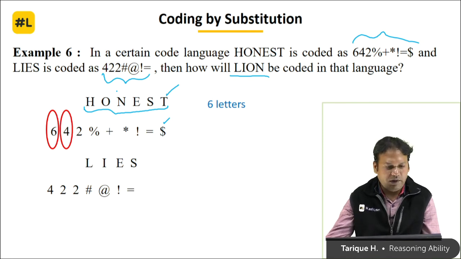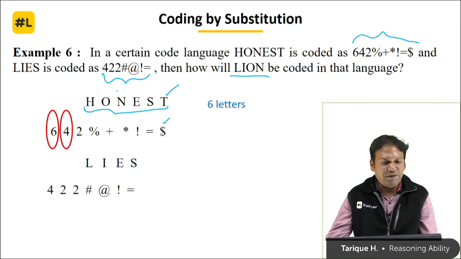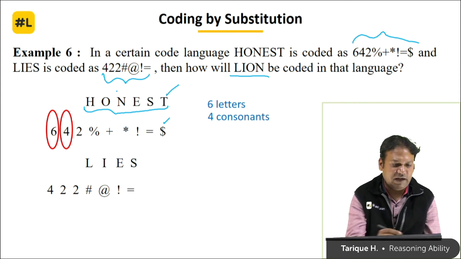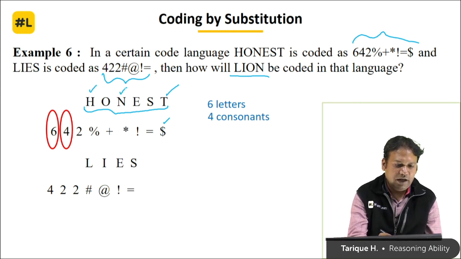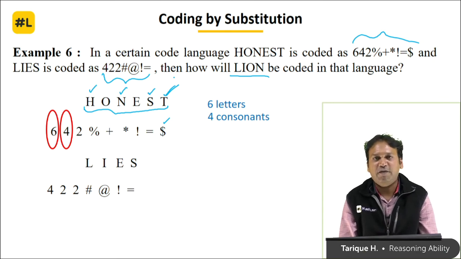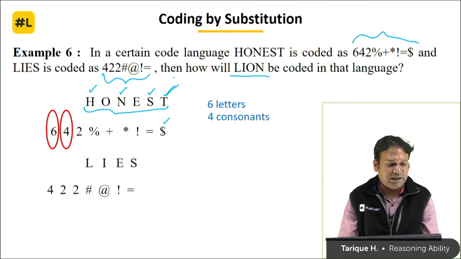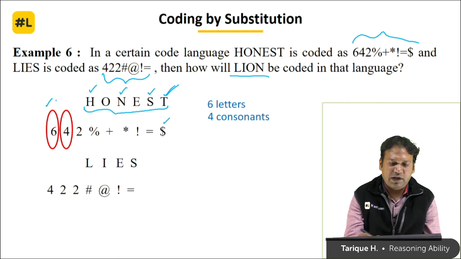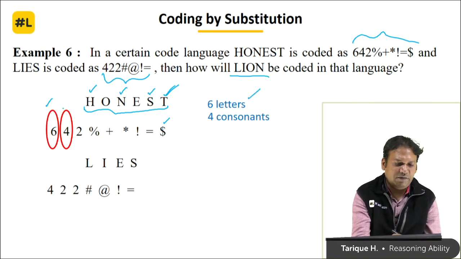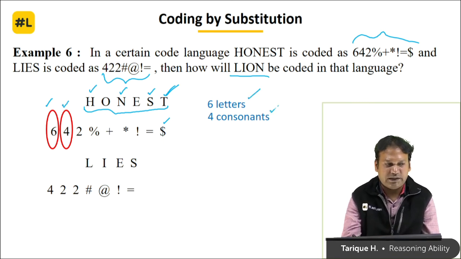Next number is 4. So what has 4 got to do with this word honest? Can we find it out? 4, quickly. 4 here stands for the 4 consonants. We have H, N, S and T. How many consonants are there? 4. So first number 6 stands for number of letters. Next number 4 stands for the number of consonants.